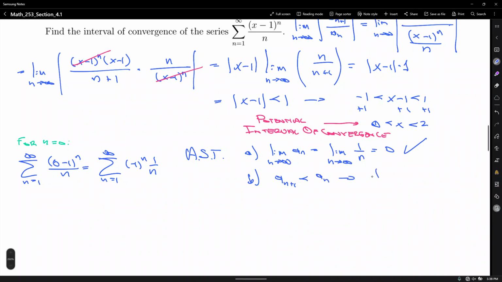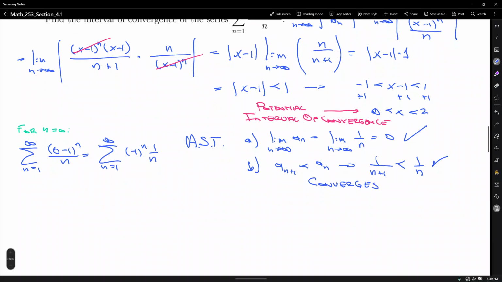Is this statement true? 1 over n plus 1 less than or equal to 1 over n. Yes, clearly the denominator on the left-hand side is larger, giving us a smaller number on the left-hand side of the inequality, making that statement true. What does that mean? Converges. Okay, that means converges.